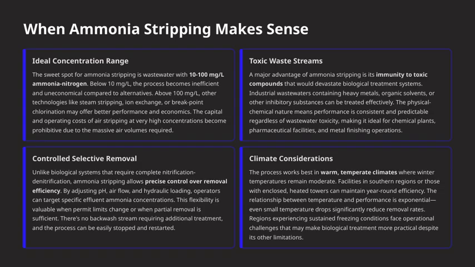Keep in mind, even small drops in temperature can significantly reduce removal efficiency because of the exponential relationship between temperature and process performance. In regions with sustained freezing conditions, biological treatment might become a more practical choice despite its limitations, because low temperatures make ammonia stripping less effective.